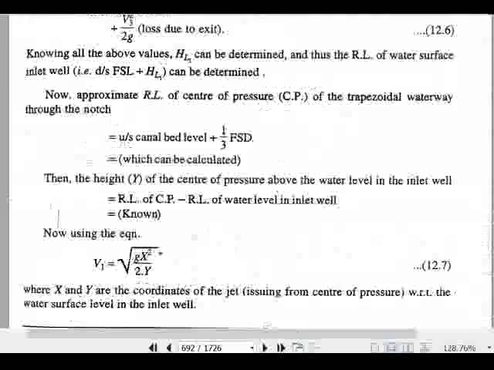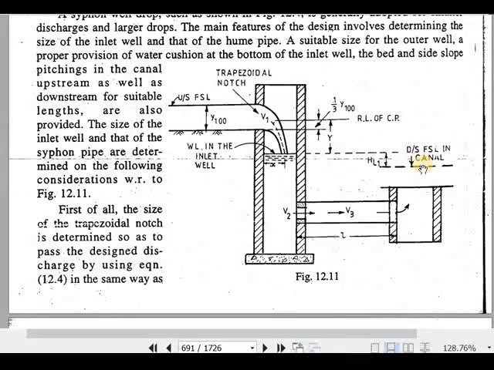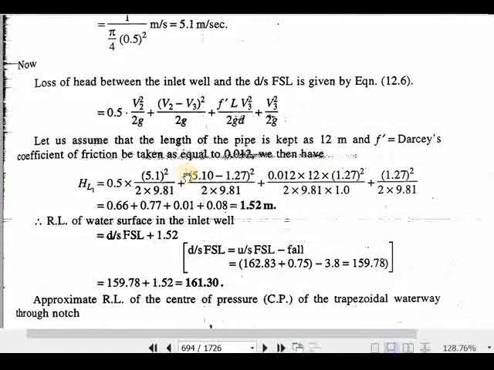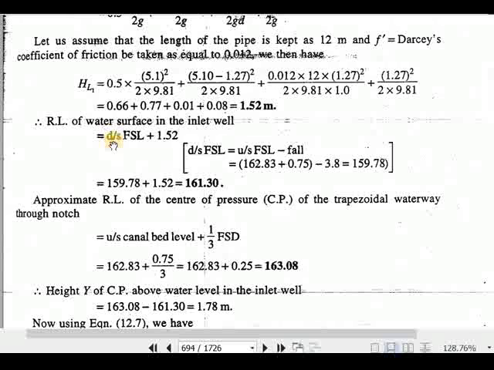So let me show you from here. This is the downstream water level and this is the water level of the inlet well. So that is the head loss which we calculated. That head loss will be due to V2, due to this contraction, and due to friction in V3, and due to V3 velocity head. So that was the equation for head loss, and we have to calculate the head loss.